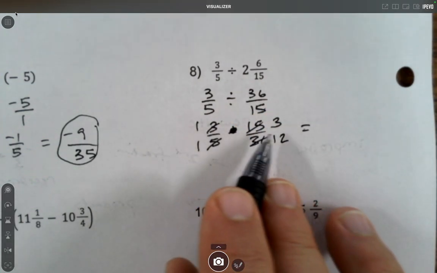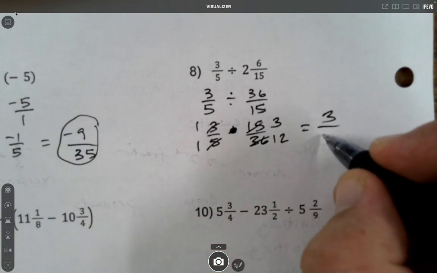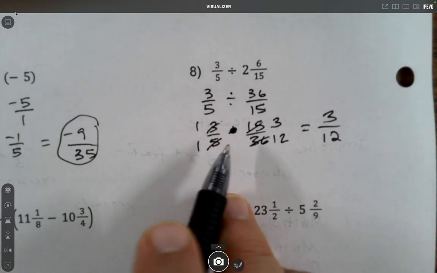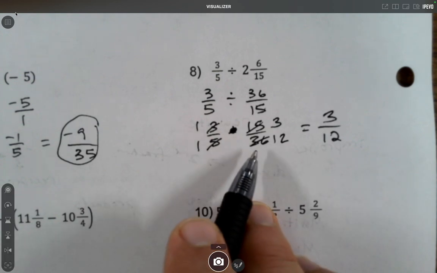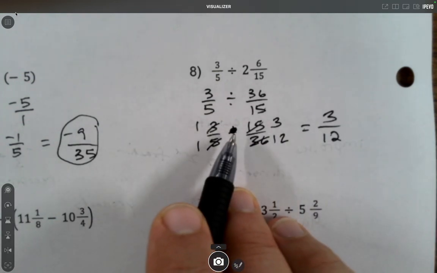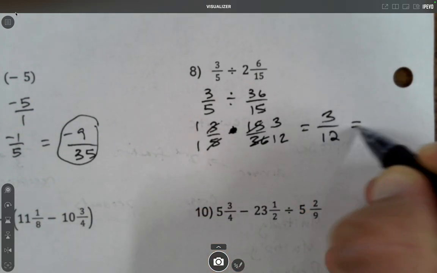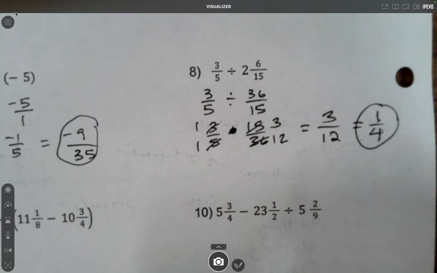So we get 1 times 3 is 3. 1 times 12 is 12. And this is one of those exceptions. We truly did all we could have with the cross products. It's not that we missed something. But this is one of the exceptions where even though we did the cross products, there is still something to reduce at the end. And those are both divisible by 3, so we can change that to 1/4.